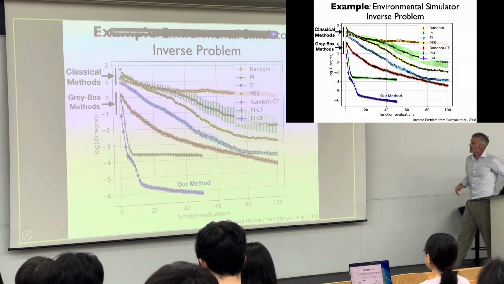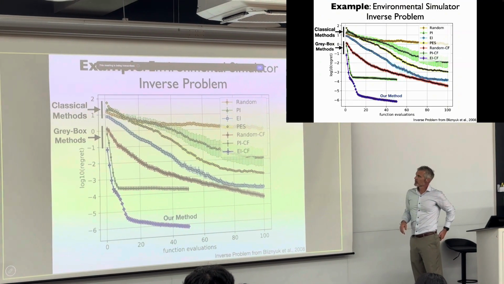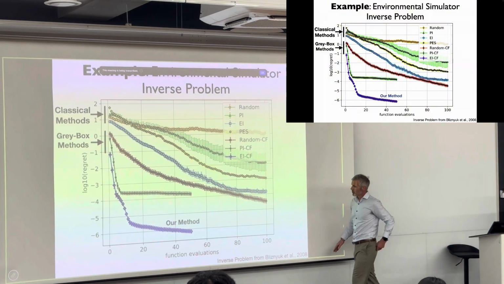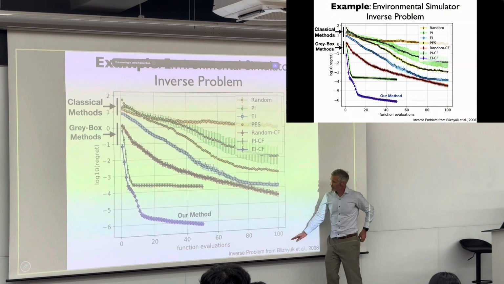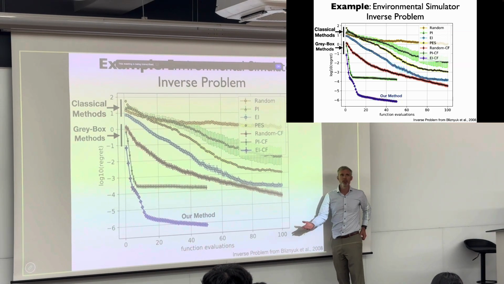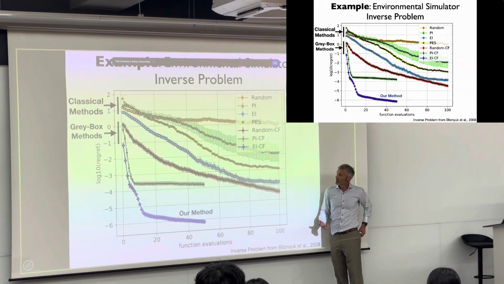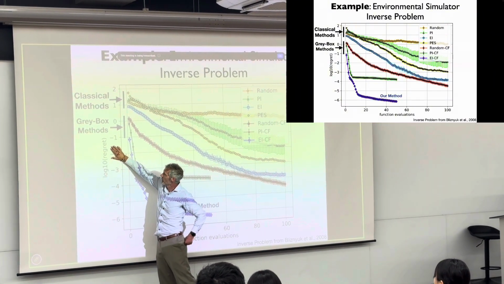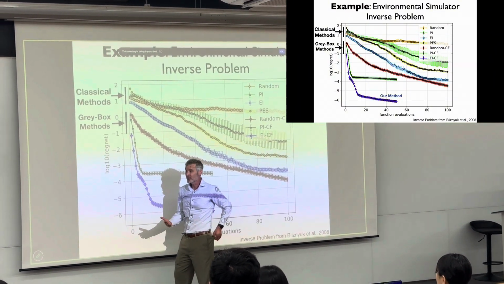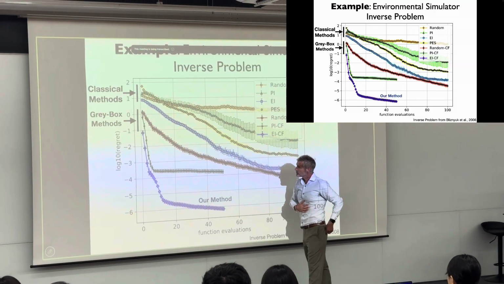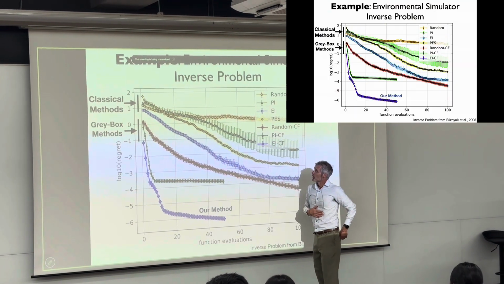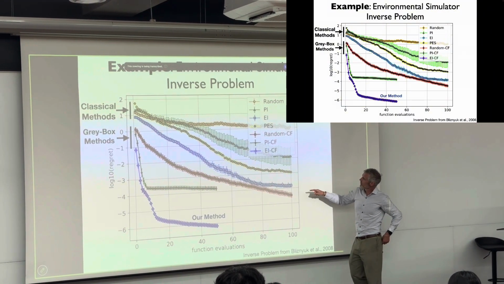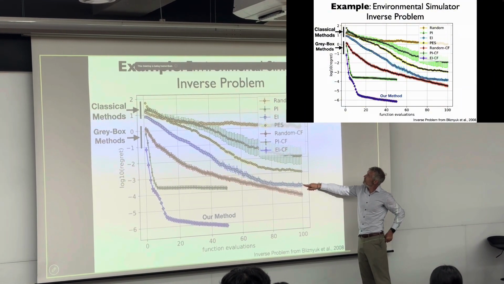This is a test problem that solves an inverse problem, and I'm showing the number of times we've evaluated the underlying simulator that we're trying to calibrate to some real world data. And I'm showing on a log scale what we call the simple regret. So that's the difference between the best solution I've found and the global optimum. Lower is better. So I'm showing a collection of classical Bayesian optimization methods. In particular, this light blue one is expected improvement.